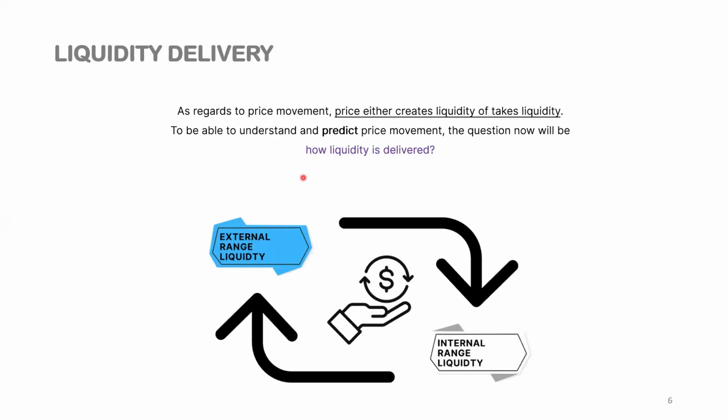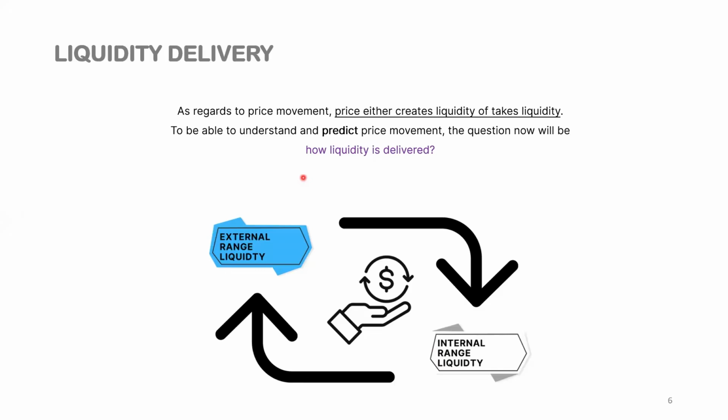All right, the first is liquidity delivery. How is liquidity delivered in the market? You have to understand that liquidity is what drives price, and you are already ahead when you can define and identify areas of liquidity in price. Now, if you want to learn about liquidity, I'll leave a link to the video. As regards price movement, price either creates liquidity or takes liquidity. Once price is moving, it's either creating liquidity or taking liquidity. You have to understand that.